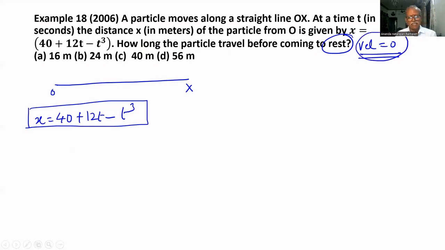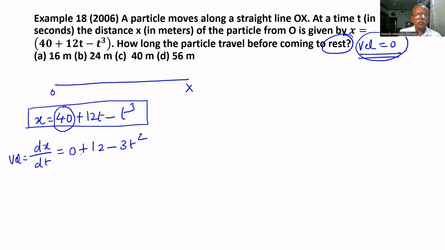Maybe it may be in deceleration instead of acceleration. But anyhow, for what value of t, velocity will be 0, we have to find. So first we have to find the velocity. Velocity means what? dx by dt we have to find. Velocity equal to dx by dt. That is equal to, if you differentiate a constant, it becomes 0. Plus 12t, if you differentiate, it becomes 12. t cube, if you differentiate, 3t square. So this is the velocity.